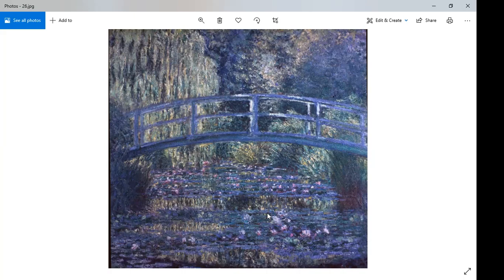All right, formal analysis. Balance, totally, completely balanced with the bridge across the middle. And then, of course, you do see from left to right, it's true, this weeping willow is more visible, but there are trees here too. That's not empty sky. So it's balanced both ways. The rhythm is obvious with the repeated shapes of the water lilies and the footbridge, the railings. The color is an interesting combination of cool and warm.